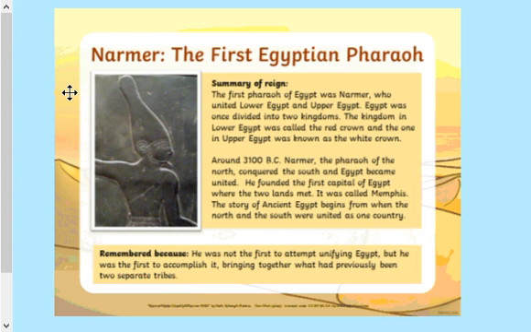both parts of Egypt, and what he actually did was put both of them together. Okay, so he's always remembered as being very important because he became the first Egyptian pharaoh. He was the first king of both Upper and Lower Egypt.